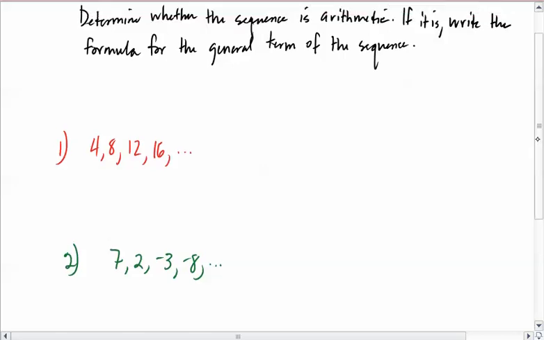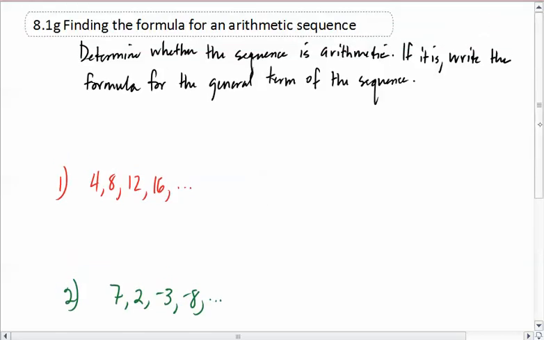Let's take a look now. Whoops, give you the whole picture here. We're going to find the formula for an arithmetic sequence, and it says to determine whether the sequence is arithmetic. So first we want to know if it's arithmetic. If it is, then we're going to write a formula for the general term.